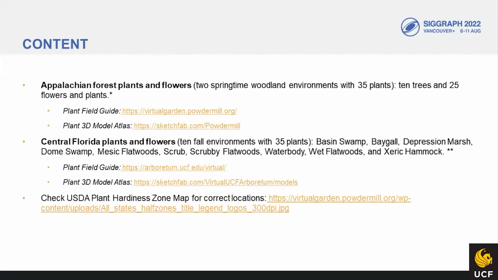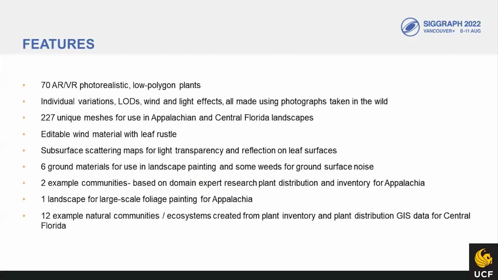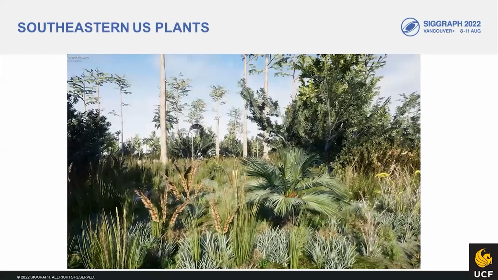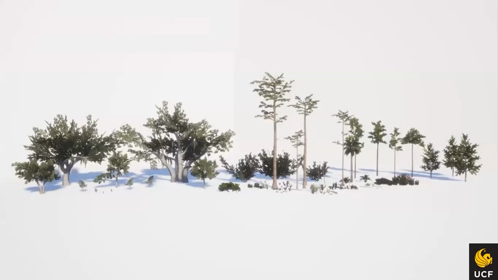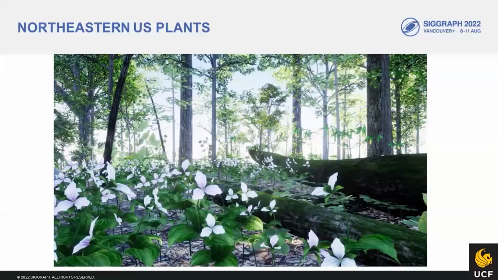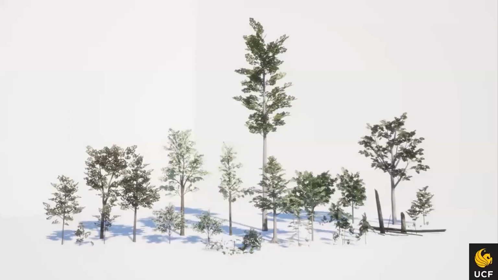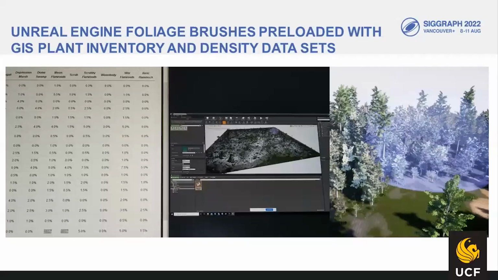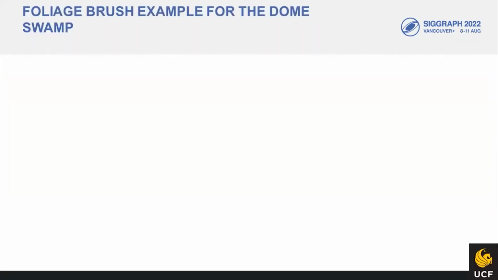There are other resources available. I think the most important is the USDA plant hardiness zone map for the correct locations. And the reason is that you can take these plants and set them up in the foliage tools to visualize. These are the southeastern plants. These are the northeastern plants. We have 35 in each. And in Unreal, depending upon your location, you can set those plant species population densities to match the real world, and then use the brush to very quickly paint. Here's an example of the brush, right?